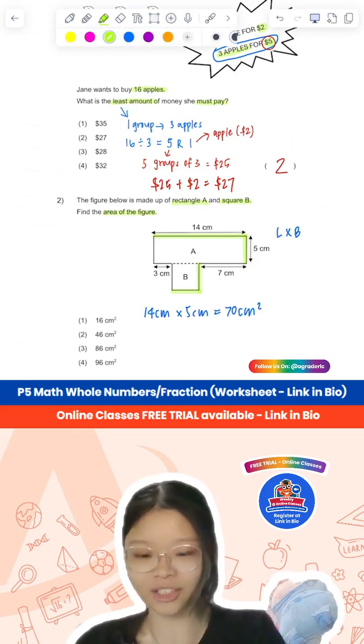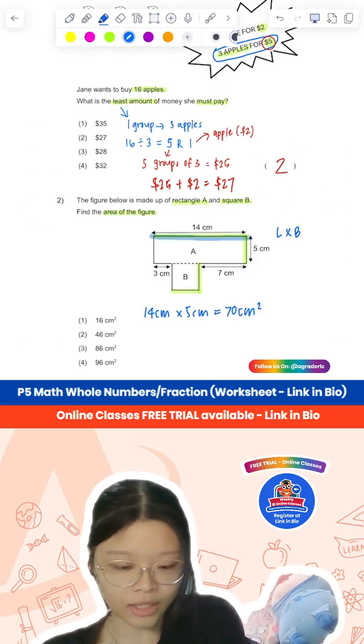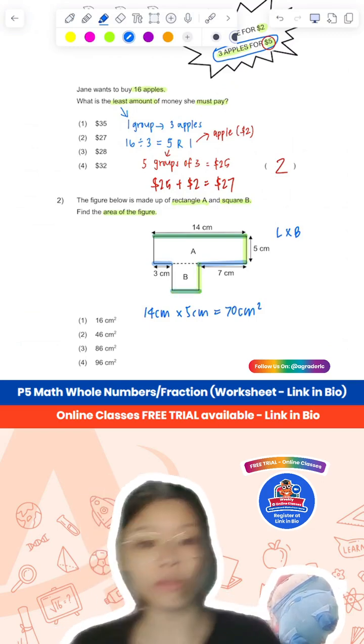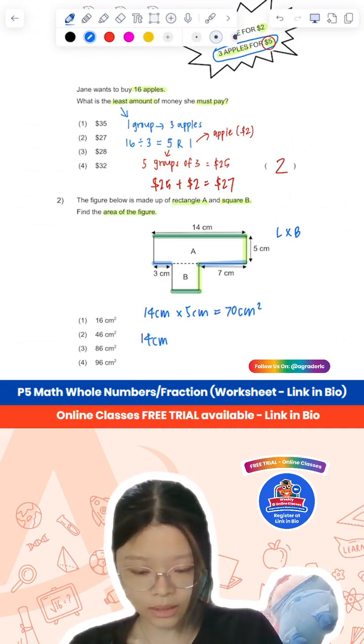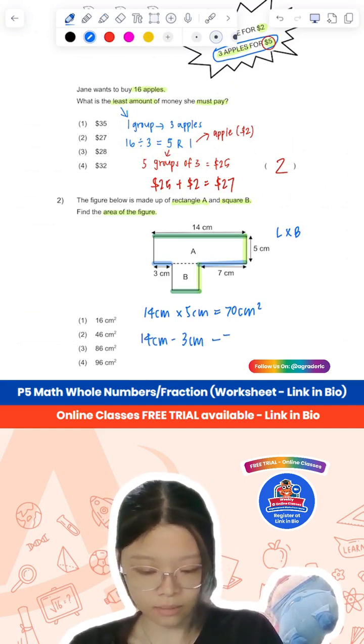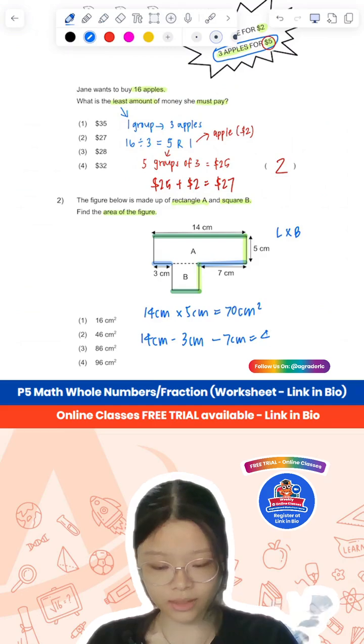Very good. Okay, let me use the blue highlighter. Okay, 14 is the whole straight line. We have a short 3 and a short 7. Okay, and also a short unknown B. So we can take what you said. 14 minus 3 minus 7. And what do I get? 4. Thank you, guys. 4.